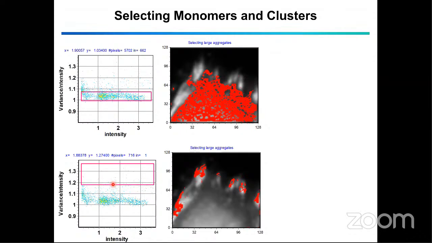Now here in the bottom row, instead of the monomers, we only select pixels that have a very high variance, so very high brightness values. And if we map those back to the image, you see that regions around the adhesions get highlighted. But interestingly, it's not necessarily on top of the adhesions. It's often more around the adhesions.